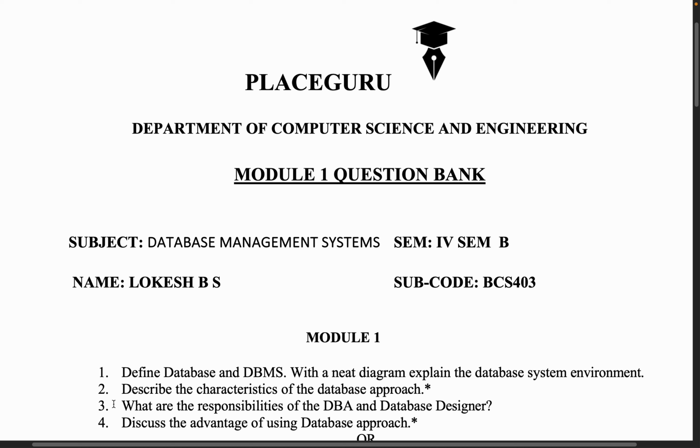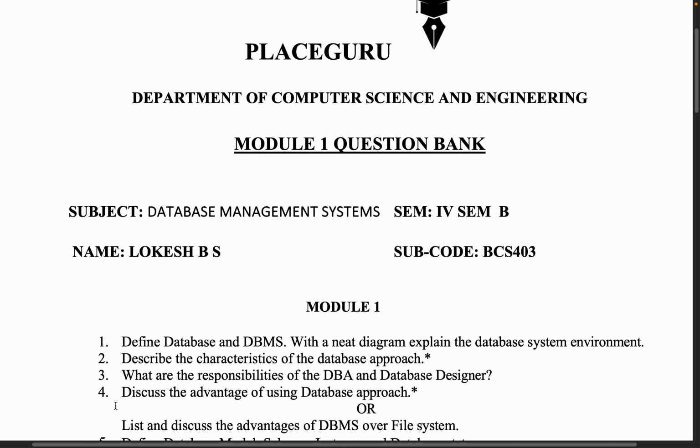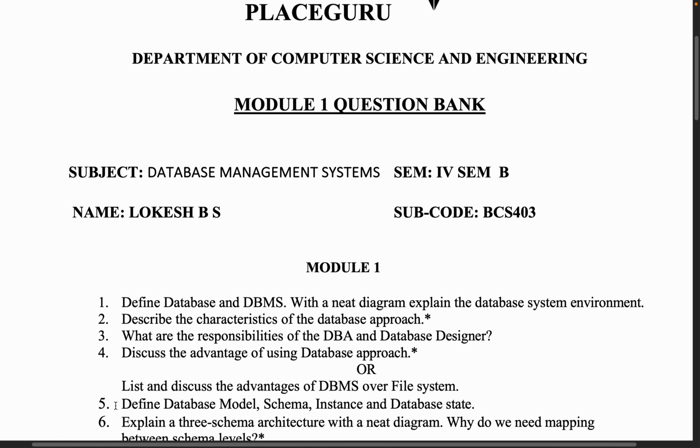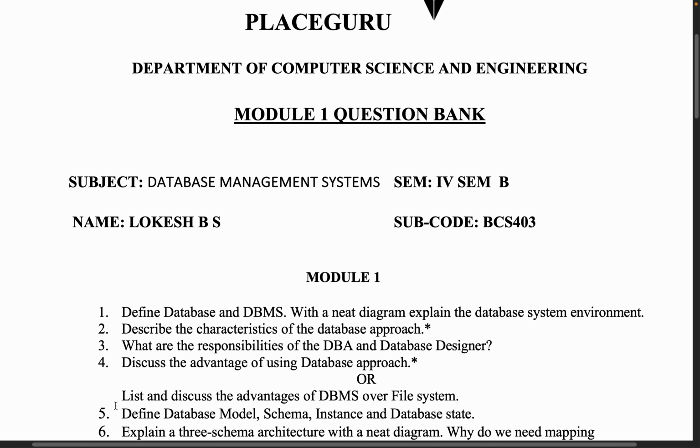Don't miss that question. Then the third question is: what are the responsibilities of a DBA and a database designer. The fourth one is also important: discuss the advantages of using a database approach, or it may be asked as: discuss the advantages of DBMS over a file system. Then the fifth one: define the database model, schema, instance and database state.